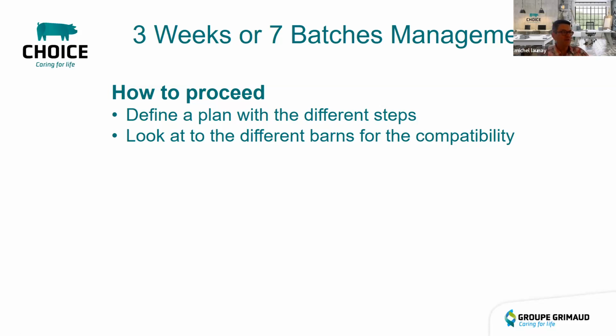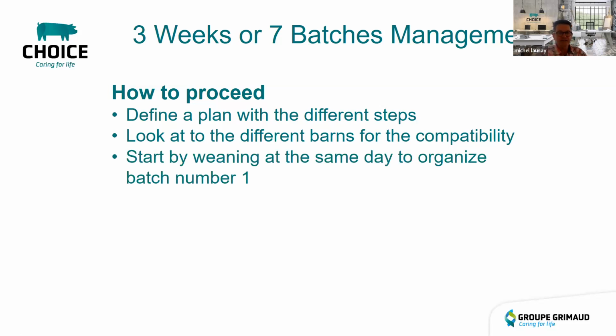After that, if the barn structure is okay, I define the plan of how I want to move, so I can start. Sometimes it's important to postpone a little bit, for example, because of different periods. But when I decide to start, I have to start by weaning at the same day to organize batch number 1. And then every 3 weeks, I need to wean again some sows to organize them in a group. Then, as I told you, weaning every 3 weeks.